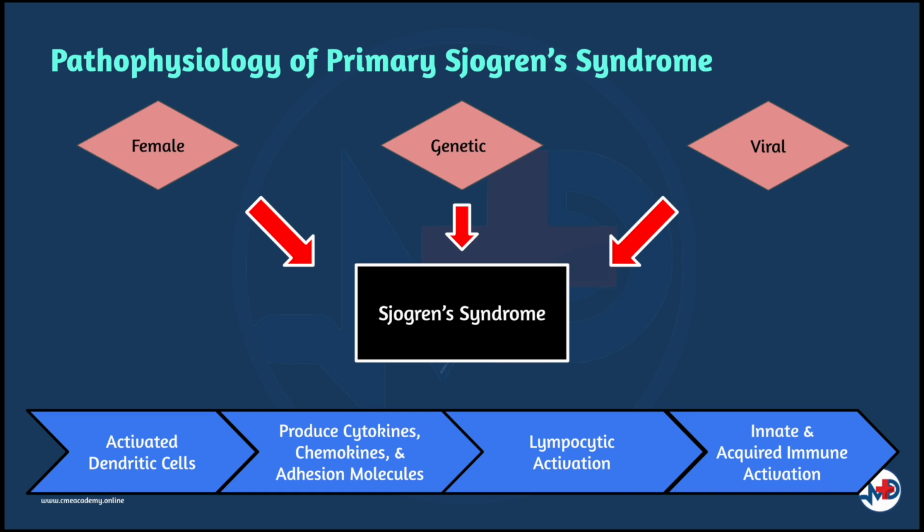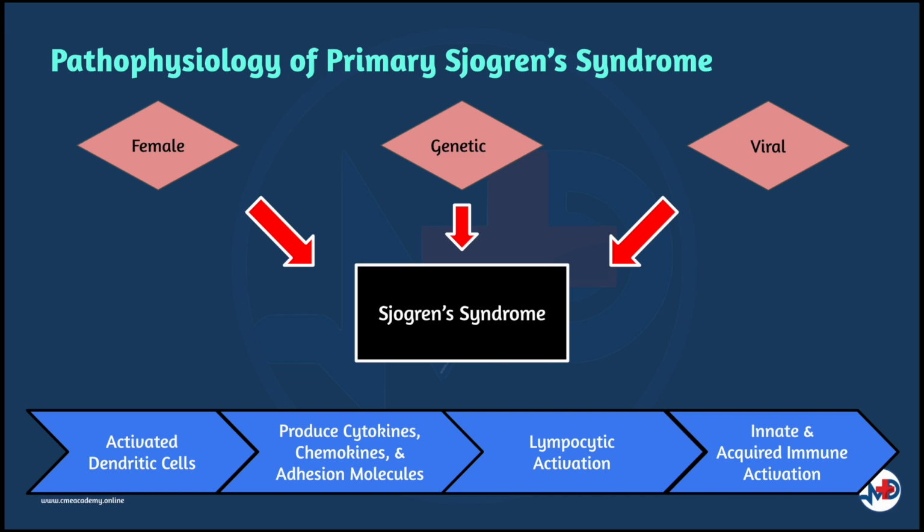Moving on to the pathophysiology of Sjogren syndrome. The initiation factor is often exogenous, most commonly viral in nature. Examples include cytomegalovirus, hepatitis C virus, and Epstein-Barr virus infections. Immunologic, genetic, and hormonal components are also thought to be involved in its pathogenesis.